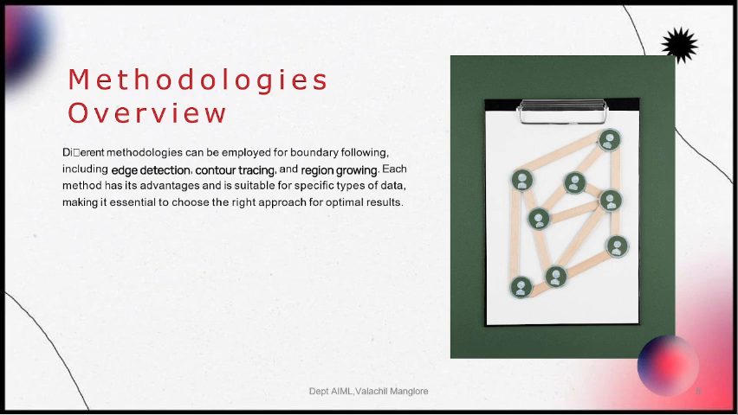Different methodologies can be used for boundary following, including edge detection, contour tracing, and region growing. Each method has its advantages and is suitable for specific types of data, making it essential to choose the right approach for optimal results. Some examples of boundary detection: medical imaging detects the boundaries of organs or tumors in CT scans or MRI images. Example: segmentation of a liver in an MRI scan.